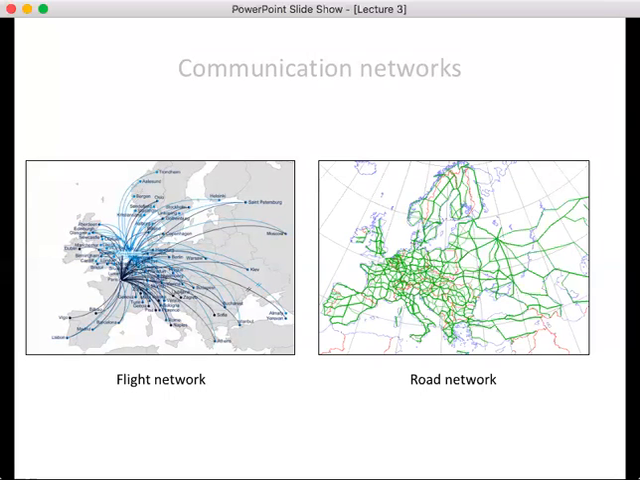And here you see another communication network in Europe, which is the road network. These are the main roads that travel across Europe. As I said, both of them are very naturally represented by networks. In the case of the flight network, the nodes are the airports, and the edges are the flights between different airports. In the case of the road network, the nodes are the cities, and the edges are the roads. And again, there is a very subtle difference between them. Try to think about what it is. We will see that in detail later.